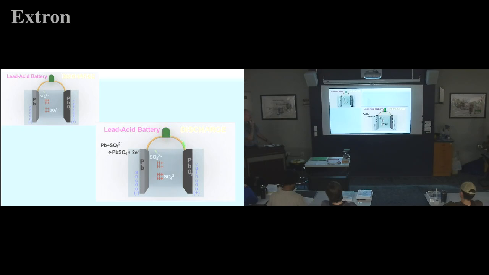Now the reaction at the cathode is, well, something has to happen to those other parts of the electrolyte. 4 protons and the sulfate ion go over to that lead 4 oxide cathode and undergo that equation there.